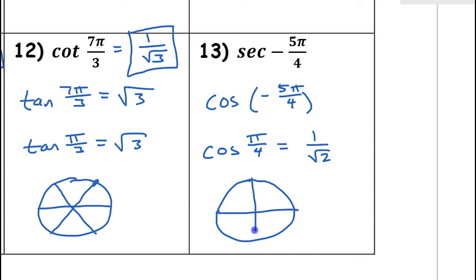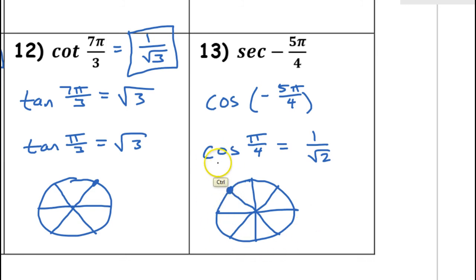So the reference angle is pi over 4. So I'm going to draw a diagram of pi over 4s. Okay, so negative 5 pi over 4. So I should be counting clockwise. So if I went halfway around, I'm at negative 4 pi over 4. So I'm going to go one more, and that's going to be negative 5 pi over 4. So that's in the second quadrant.